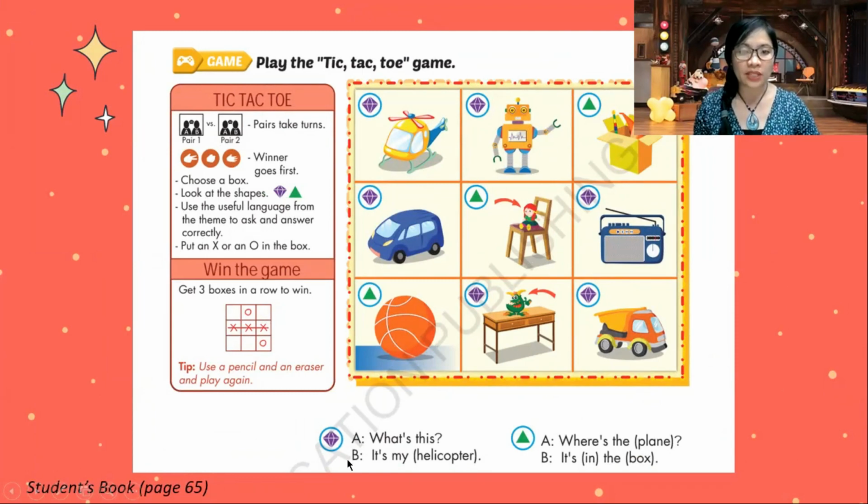Here is the useful language below. The first useful language is with the diamond. What's this? It's my helicopter. The second useful language is with the triangle. Where's the plane? It's in the box. Or you can also use it's on the desk or table or box. It depends upon the picture, okay? You can do this, and to win the game, get three boxes in a row. Okay? This will be fun.